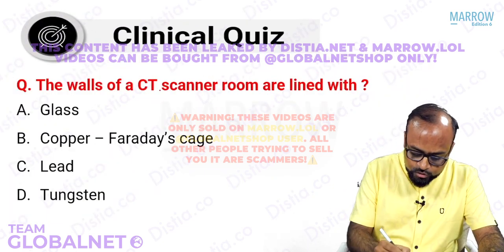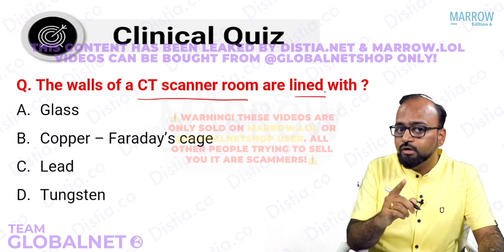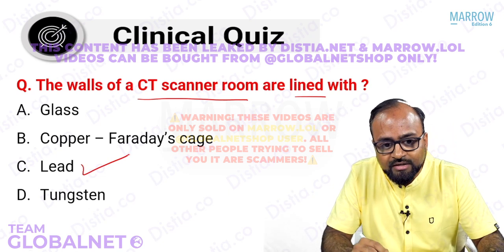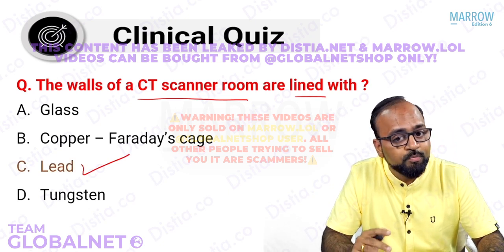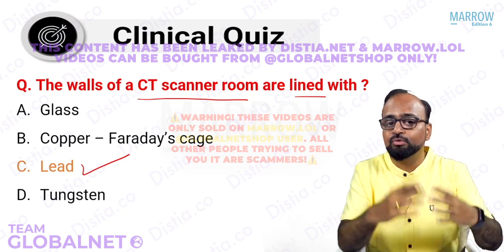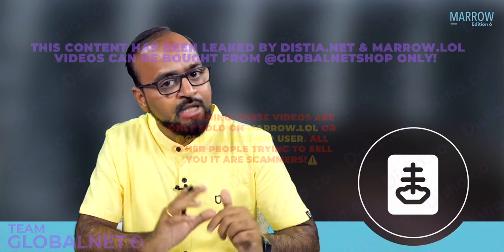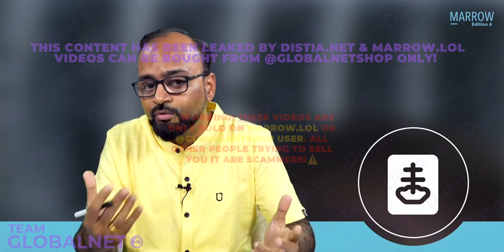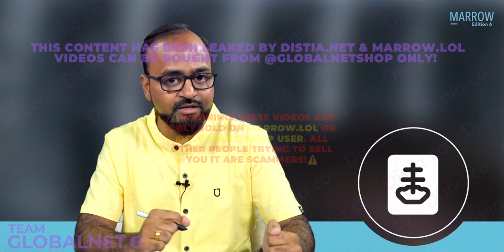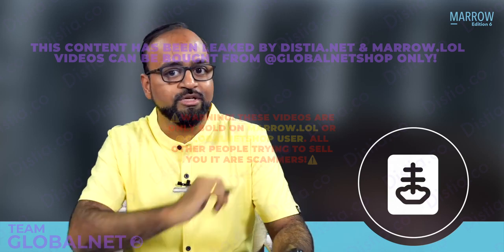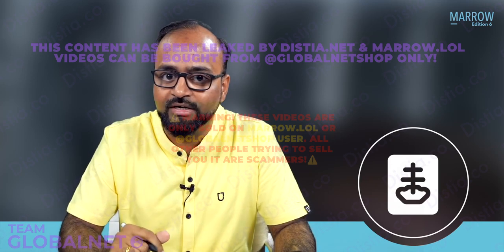Walls of a CT scanner room are lined with what? We just discussed. They are lined with lead. And what is the purpose of using lead? The purpose of using lead is to prevent the leakage of radiation from the CT equipment room to the outside. Now that we have studied the basics of CT scan as a modality, as we go ahead, we are going to discuss how to interpret CT scan images, and we are also going to discuss it in detail in the neuroimaging part when we look at various abnormalities in the brain.